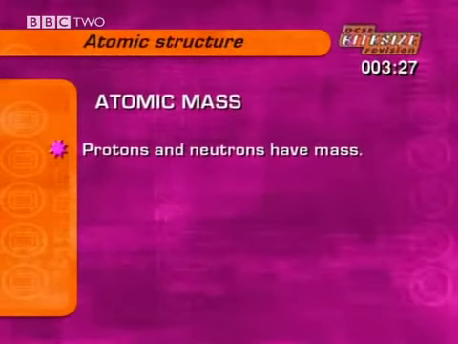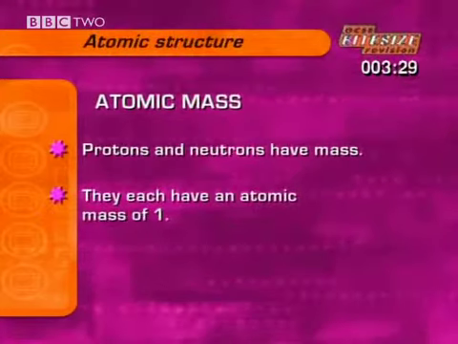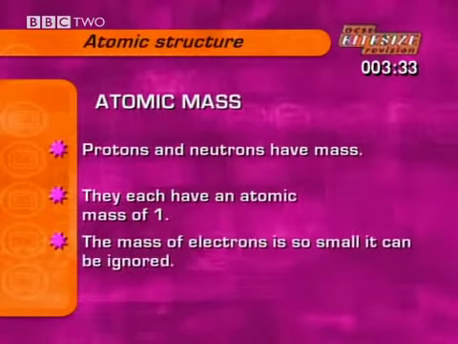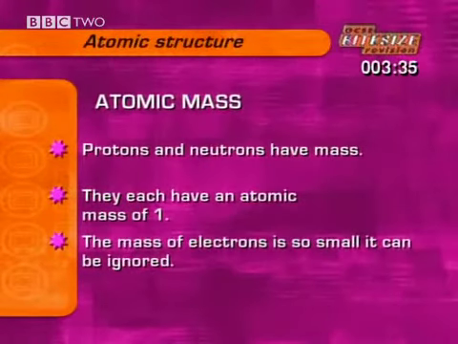Protons and neutrons both have mass. They each have a mass of 1 in atomic mass units. The mass of an electron is so small it can be ignored.